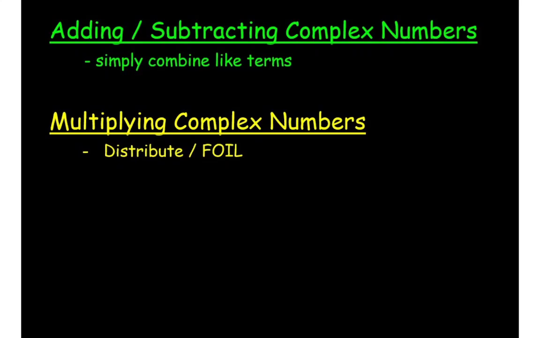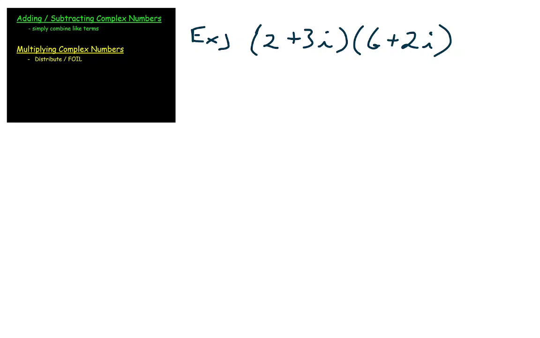You see, when you're multiplying, you're going to end up doing the distributive property, sometimes the FOIL method, depending on what you're given. And it gets a little more complicated, just a little bit. So let's multiply 2 plus 3i times 6 plus 2i. Now, again, it's a multiplication problem, which means that you're actually going to distribute. In fact, you're going to end up distributing everything in the first parenthesis to everything in the second parenthesis.